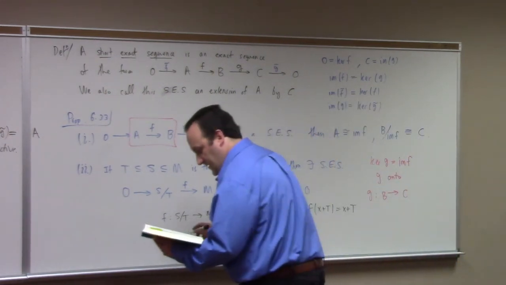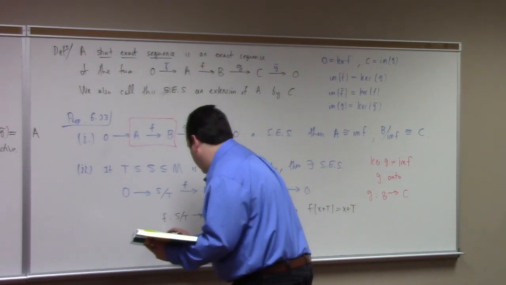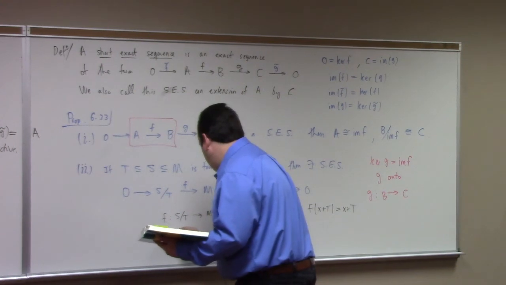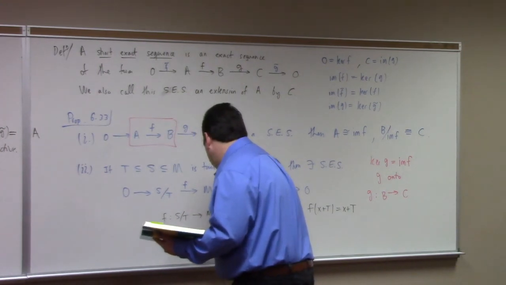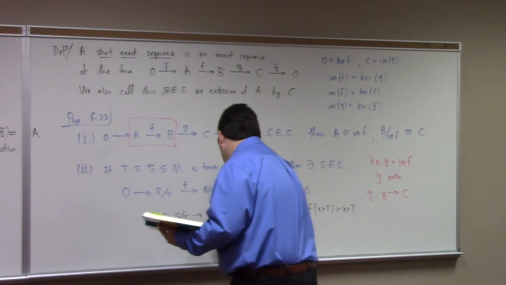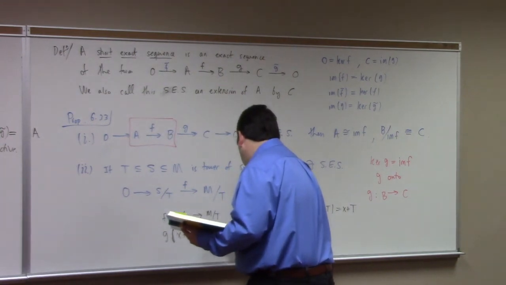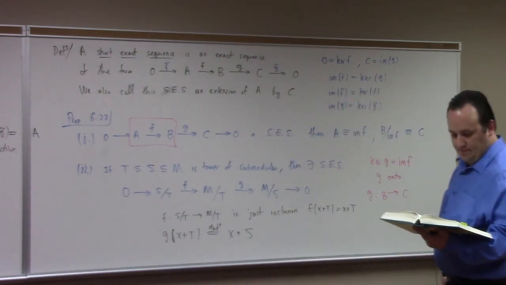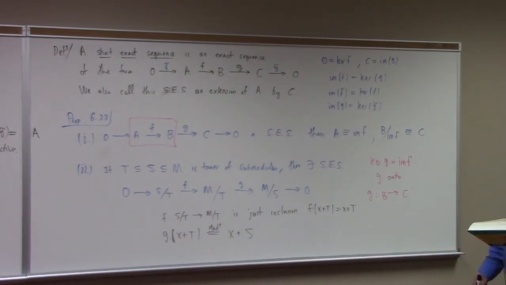Right. But then the G is a little bit more exciting. The G, we do G of x plus T, by definition, is x plus S. This is the so-called enlargement of coset map. And then he says, as in the proof of theorem 6.21, G is surjective. The kernel of G is S mod T, which is the image of F. So, yeah.